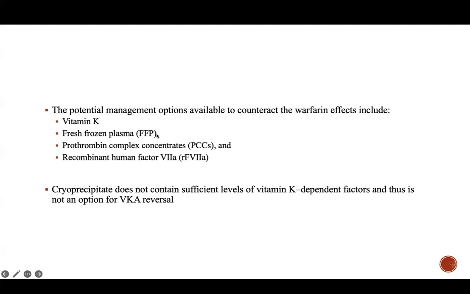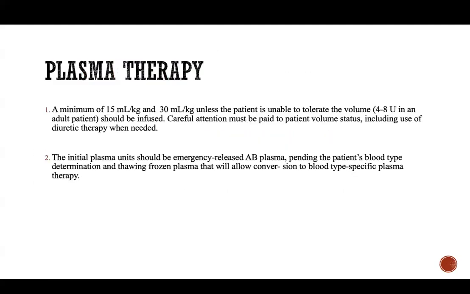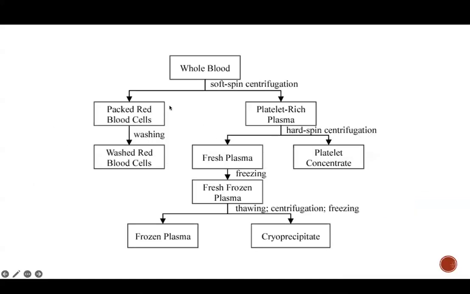Fresh frozen plasma is generally generated from whole blood. Whenever a person donates blood, it undergoes centrifugation and gets separated into packed red blood cells and platelet-rich plasma. When this is centrifuged, platelets and plasma get separated. When platelets and red blood cells are removed from the whole blood, the only thing remaining is fresh plasma, which on freezing becomes fresh frozen plasma.